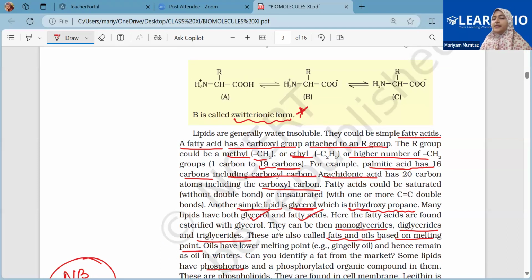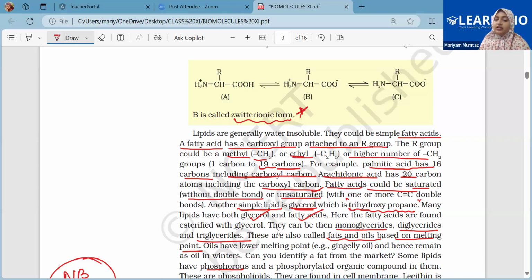For example, palmitic acid has 16 carbons, including the carboxyl carbon. Arachidonic acid has 20 carbons, including the carboxyl carbon. A fatty acid could be saturated, meaning without double bonds, or it could be unsaturated, that is with one or more double bonds. Another simple lipid is glycerol, which is trihydroxypropane. This is the chemical name for glycerol.